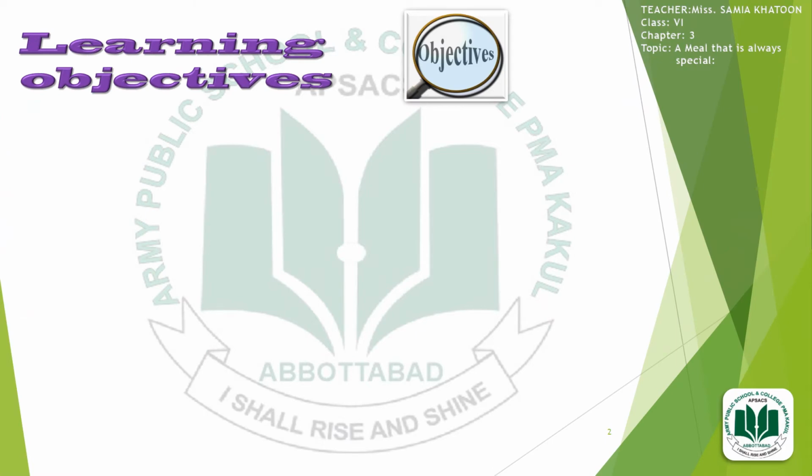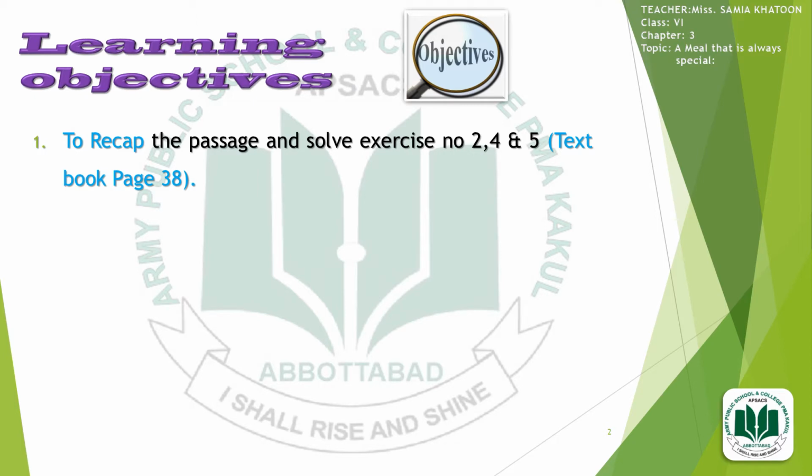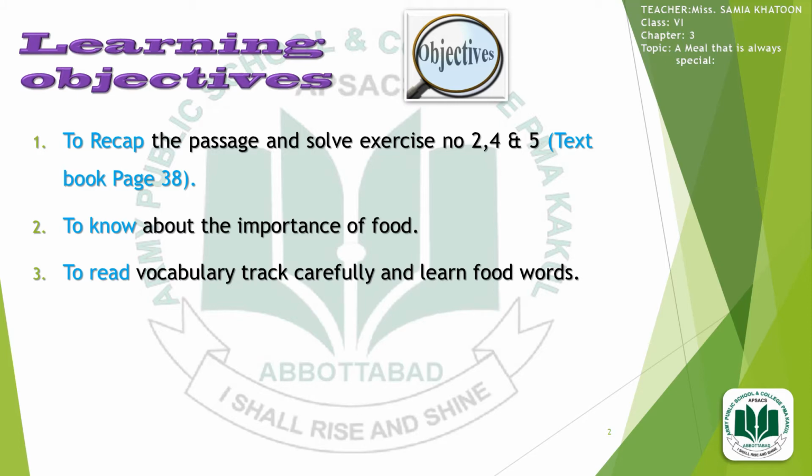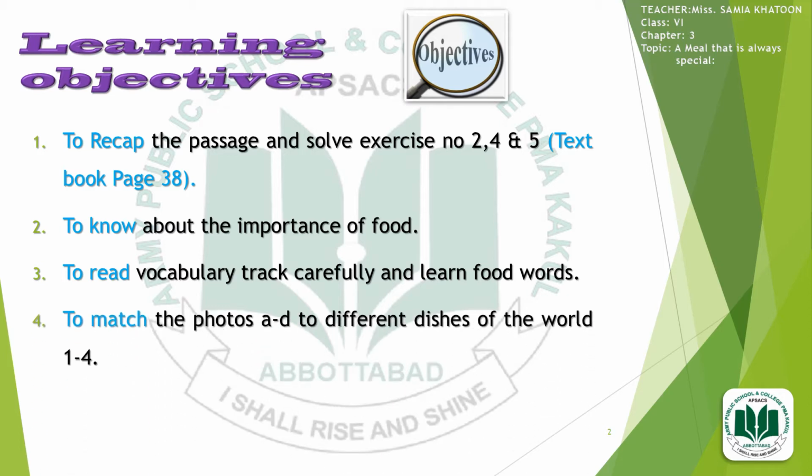Before going into the details of today's topic, I would like to share learning objectives with you. So here are the learning objectives. First, to recap the passage and solve exercise number 2, 3 and 5 from textbook page 38. Second, to know about the importance of food. Third, to read vocabulary track carefully and learn food words. Fourth, to match the photos A to D to different dishes of the world 1 to 4. Number 5, to make sentences of food words logically.